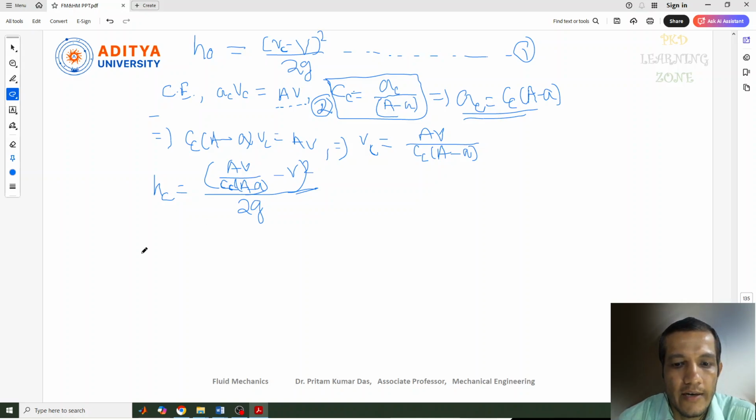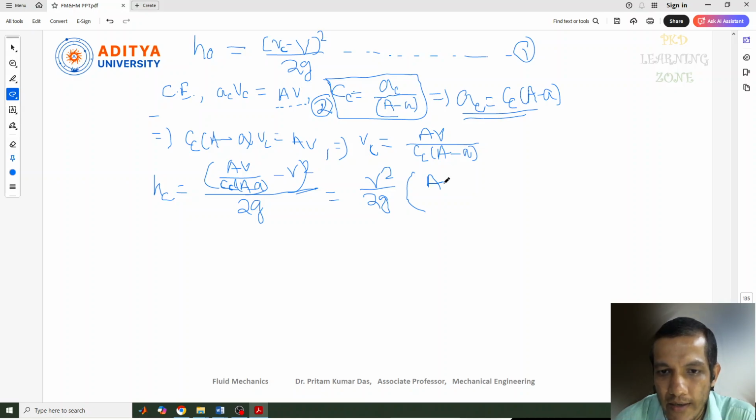Now, 2G let's take outside, and here V is there, whole square, so take one V common from here. V square we take common outside, and denominator 2G outside. Now what remains is A by CC (A minus a), in a square bracket. V is already gone, so only a single one remains. So this is the square of this.